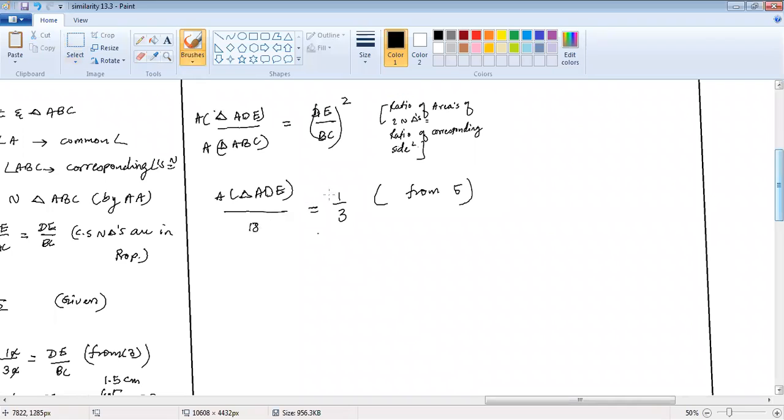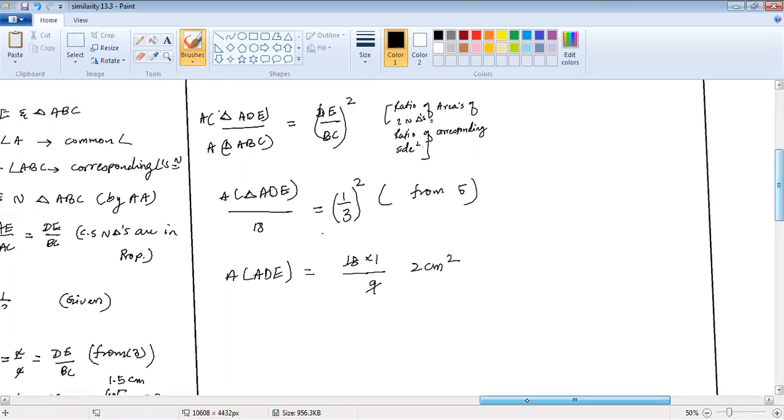And now student, you can get this over here. Okay, 1 by 3 the whole square. Don't forget all these basic steps. So what will become the area of triangle ADE? Area of triangle ADE will become 18 upon, so 1 square will become 1 and 3 square will become 9. So this will become 2 centimeters square. So the area of triangle ADE is 2 centimeters square.